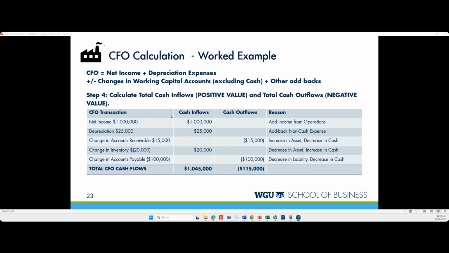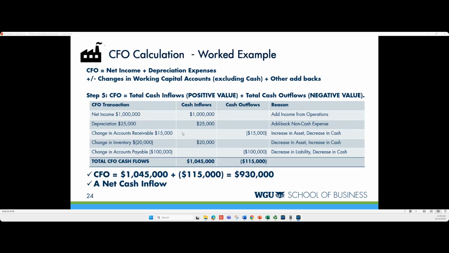Okay, then our next step, we total up our cash inflows and our cash outflows. So now we clearly see, okay, we've got $1,045,000 in cash inflows, and there was $115,000 in cash outflows, a negative value that went out the door. Last step, we're just going to take those cash inflows and add the negative value of the cash outflows, and we get $930,000. That's a net cash inflow for our cash from operations. Cash flow from operations. Any questions on that so far?